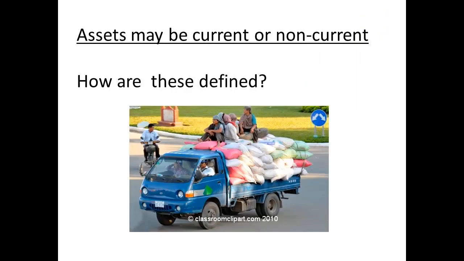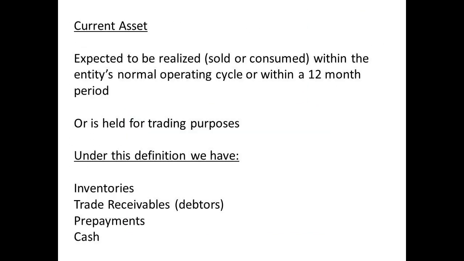On the balance sheet, you will see that assets are divided up into current or non-current assets. What do we mean by these terms? A current asset is expected to be used either through sale or consumption within the period of the normal operating cycle, which would typically be 12 months. It may be held for longer periods for trading purposes.